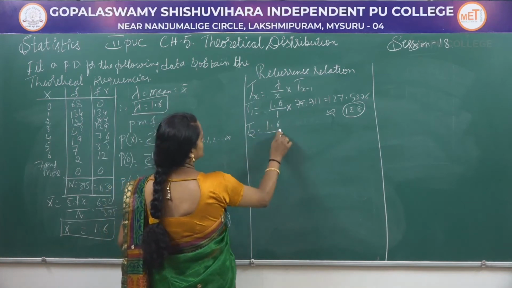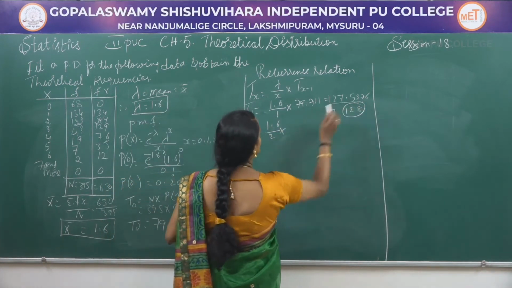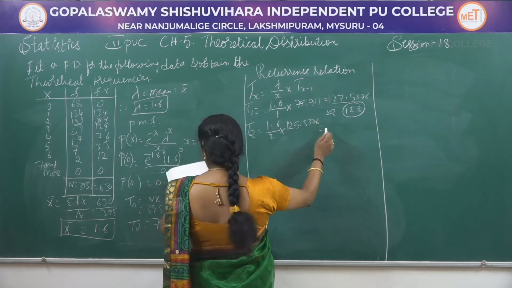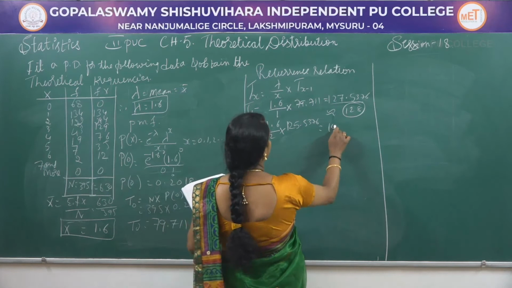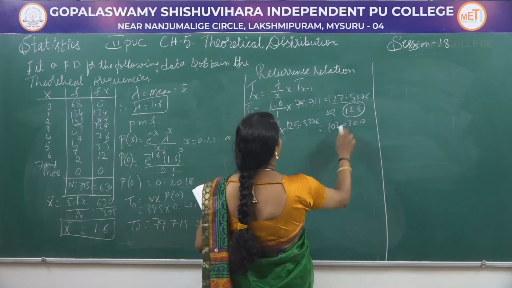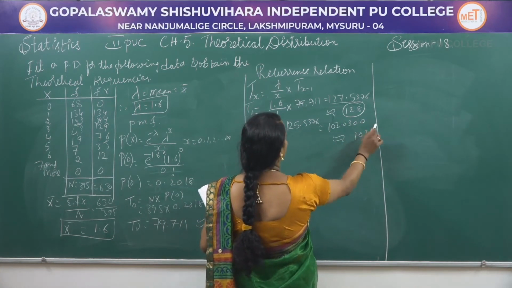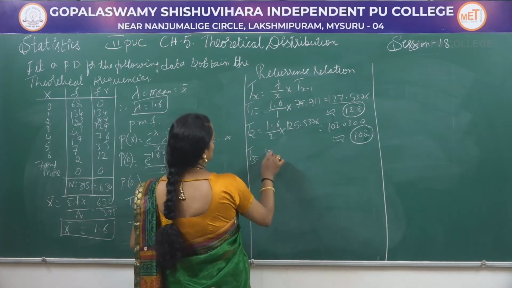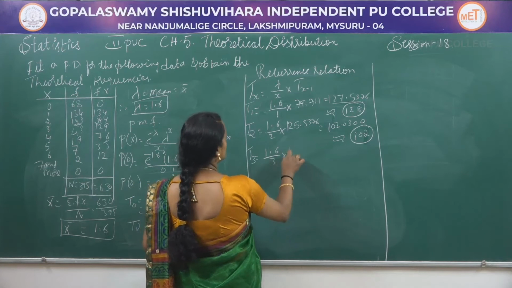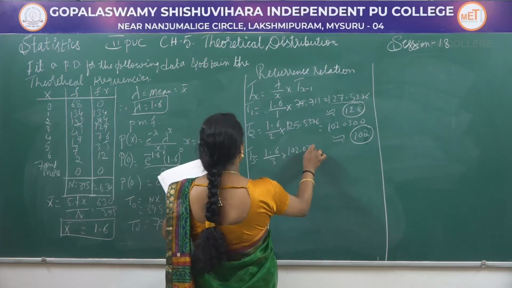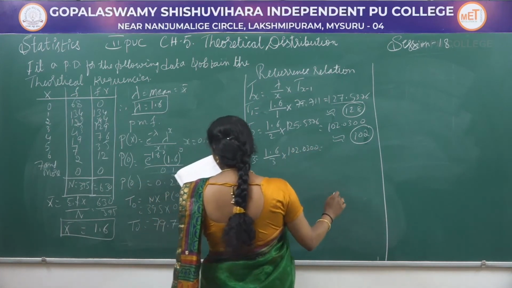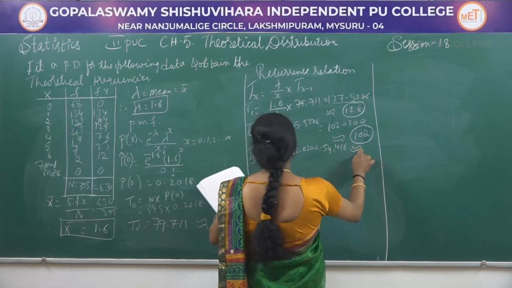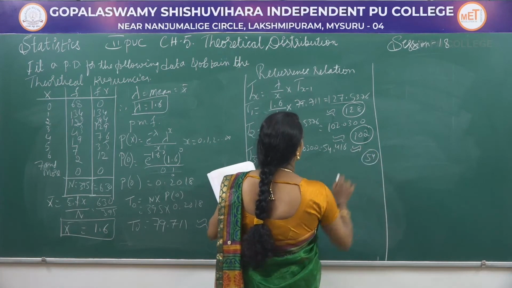Next, find out T2. It is 1.6 by 2 into the previous frequency, 127.5376, and this is equal to 102.0300. Approximately it is 102. Next, T3. It is 1.6 by 3 into 102.0300. This is equal to 54.416, and it is approximately equal to 54.